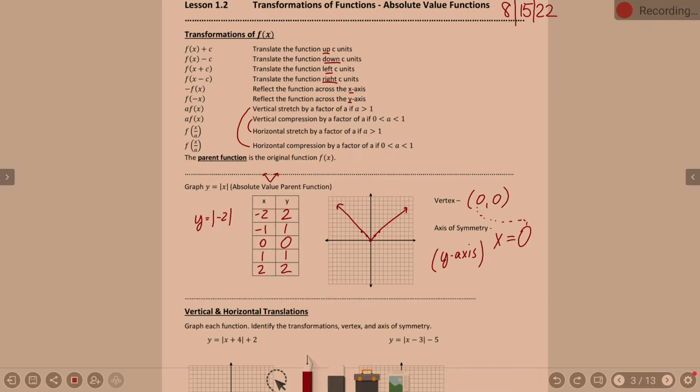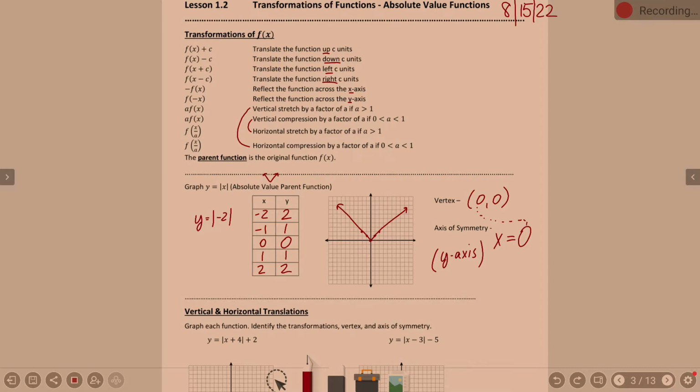Okay, so here's the deal. It's a -2 out front, isn't it? So when we look here at a f(x), the options here are: A is bigger than 1. Is -2 bigger than 1? No. Or A is between 0 and 1. Is -2 between 0 and 1? No. So they are both right. We have to separate this.